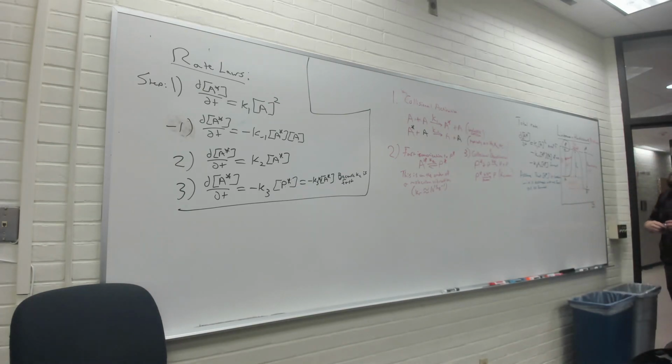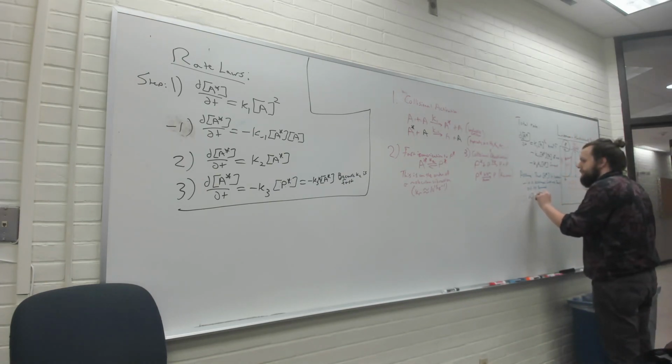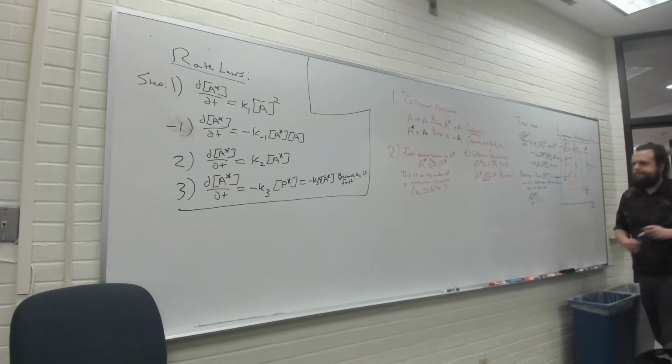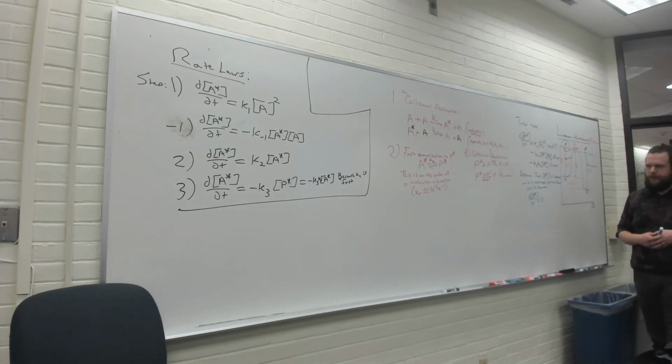Every time you make one, it's either just going to go immediately over here, or it's going to come back down. It's got no other options. You can't just stay here. So A star is constant. Therefore, its derivative is equal to 0. Concentration is unchanging in time, so its derivative with respect to time is 0.